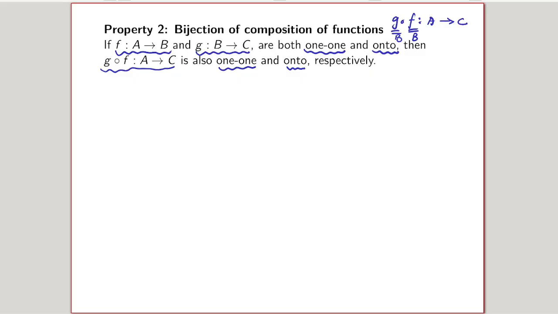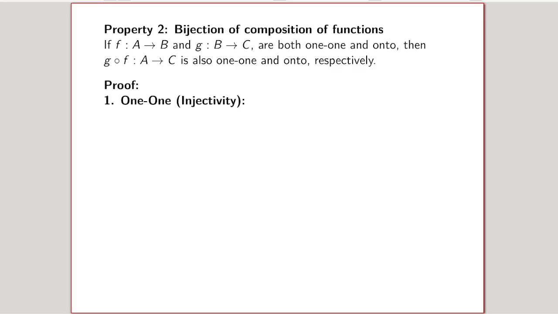This composition map will also be 1-1 and onto respectively. That is, when f and g are 1-1, the composition will be 1-1. And when f and g are onto, the composition map will also be onto. So we are going to prove this one. First, let us prove the condition for 1-1. The other word for 1-1 is injective or injectivity.